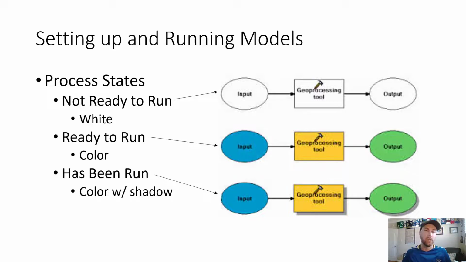So input data are always blue, a blue oval. A geoprocessing tool is always going to be this kind of yellowish orange rectangle, and the output data will always be a green oval. Okay, so ready to run state means all those colors are filled in.